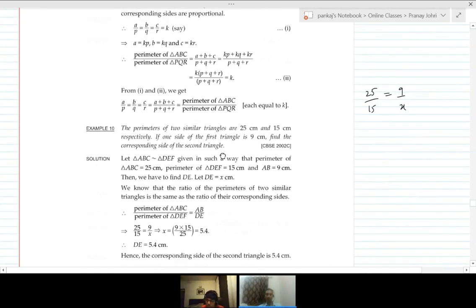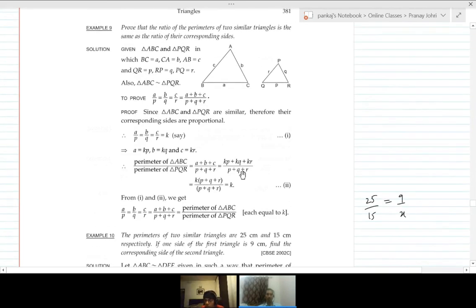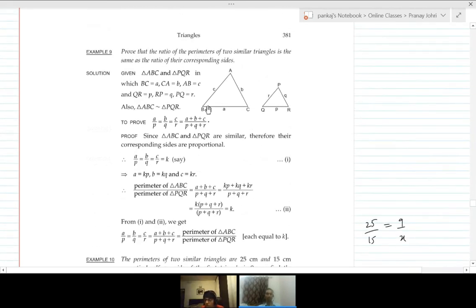So how do we arrive at that conclusion? It's basically, if these two triangles are similar, this is given, right? Perimeters of two similar triangles. So two similar triangles, that is given. So that means A by P, just check the corresponding side ratio, B by Q and C by R. So what they are asking us to do is to prove this as A plus B plus C by P plus Q plus R. So now we can prove this.